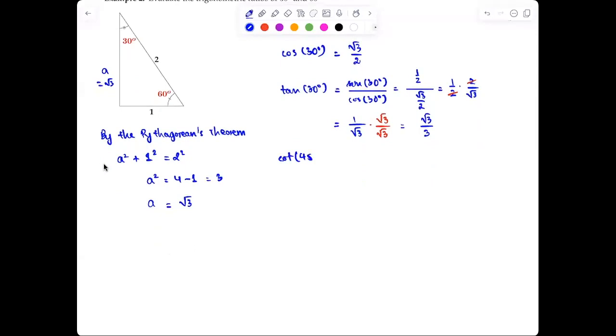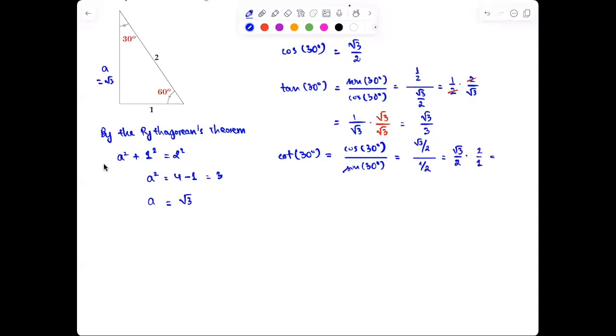Then cotangent of 30 degree angle is cosine of 30 divided by sine of 30. So root 3 over 2 divided by 1/2. Root 3 over 2 times 2 over 1. So this is equal to root 3. So again, what I did is that since we divide fractions and multiply by the reciprocal, you divide 1/2, that means you multiply by 2 over 1. And the 2 cancel out, and you're left with root 3 only. Any questions so far? Good.